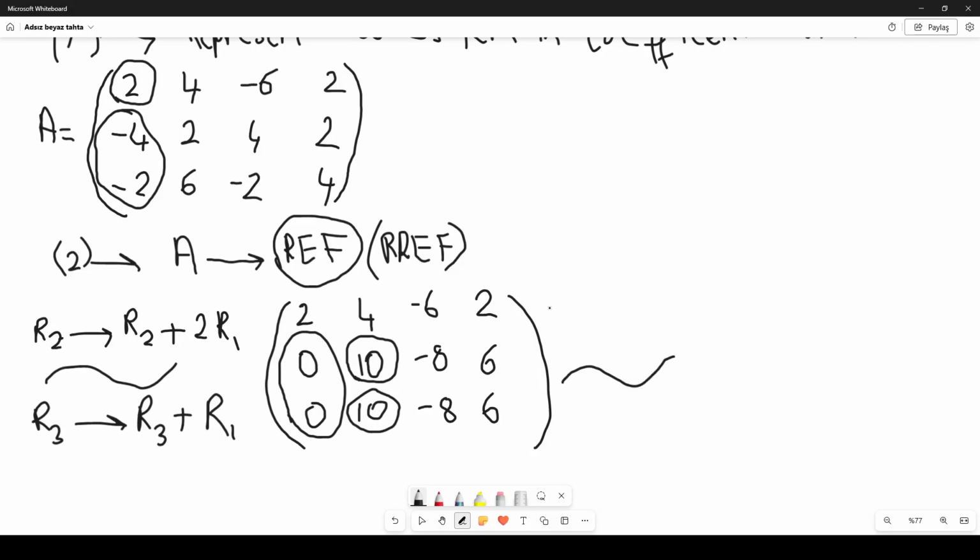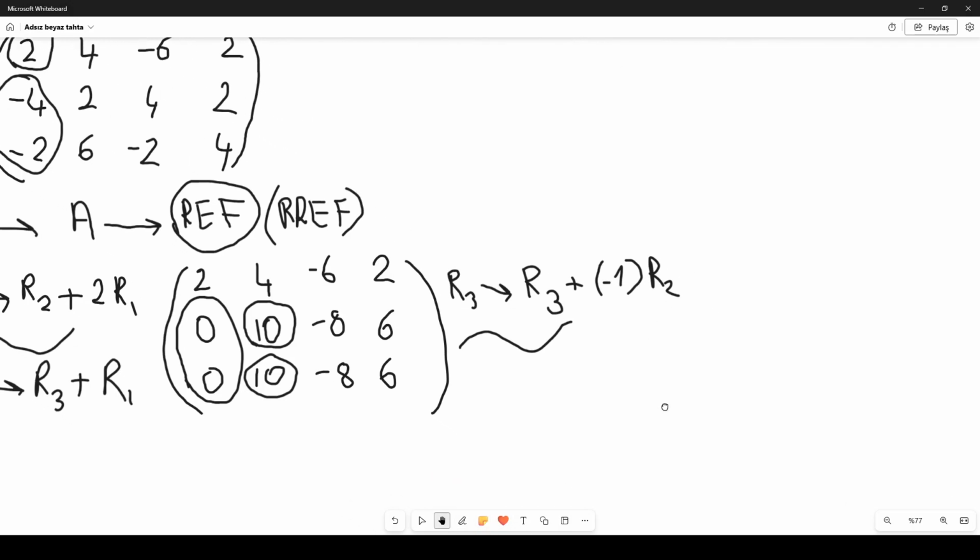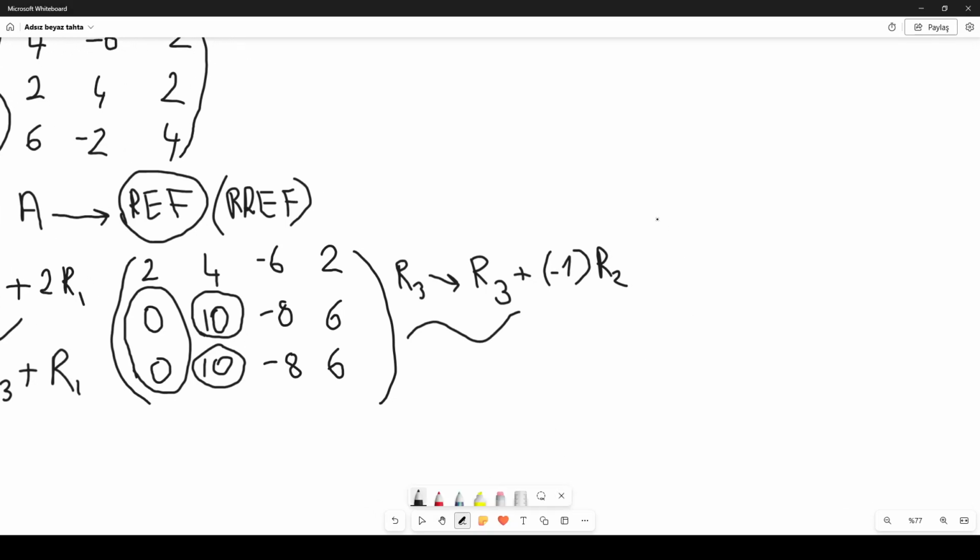Okay, how can I do that? Again, I need to perform another elementary row operation, and then I need to replace row number 3 by something else, and just add row 3 plus, if I subtract row 2 from row 3, then I will reach my goal. So -1 times row 2 would give me the desired results. So let's see what we have in the end.